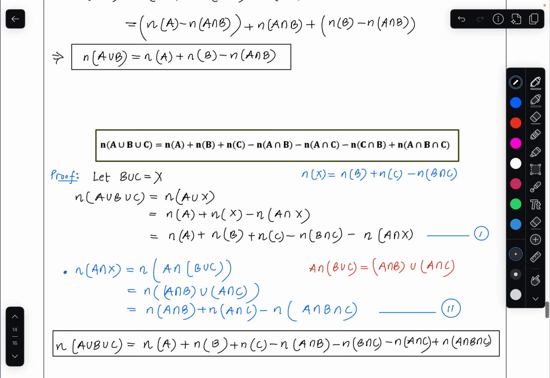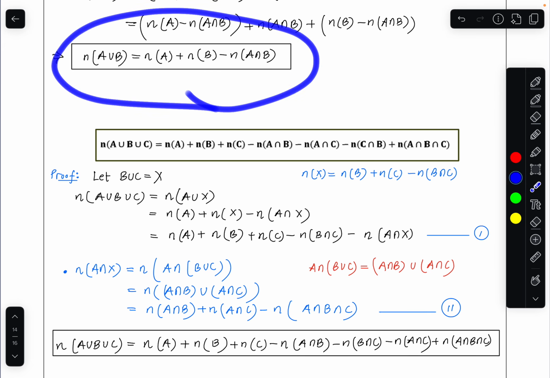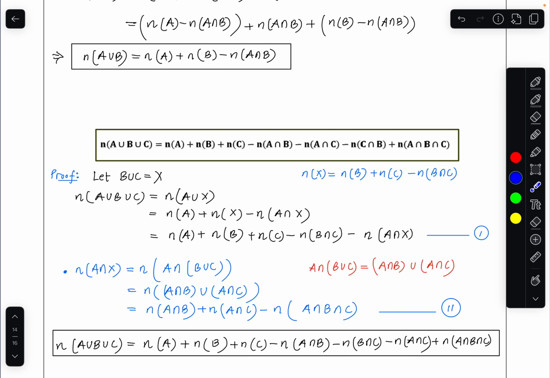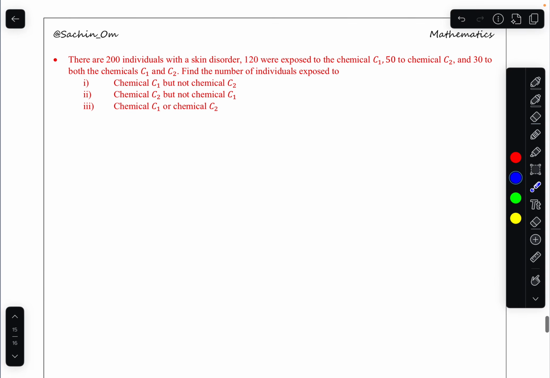So at last I would just take up one question based on this result. The number of elements in A union B is equal to the number of elements in A plus the number of elements in B minus the number of elements in A intersection B. So here is what we have then.